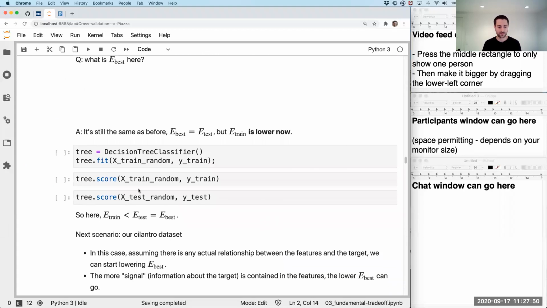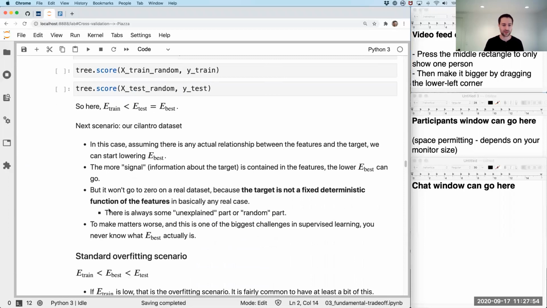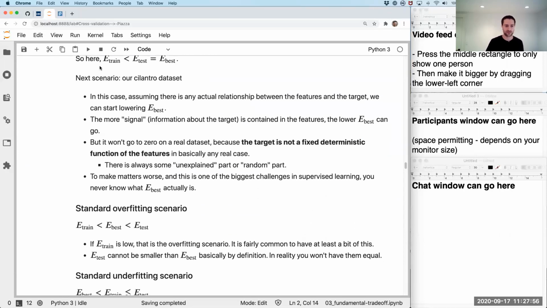Actually, I'm going to skip this case in the interest of time, that you can take a look over it later. And I just want to go straight to our actual cilantro data set.